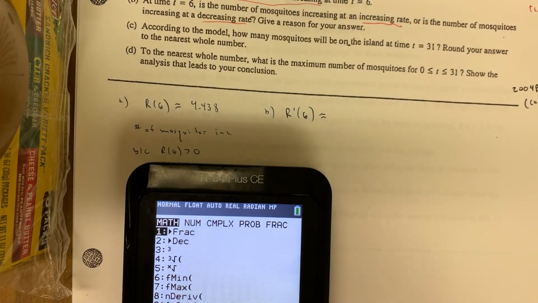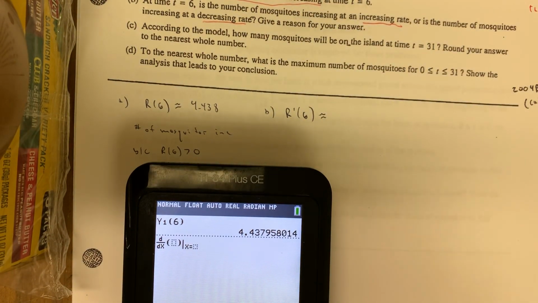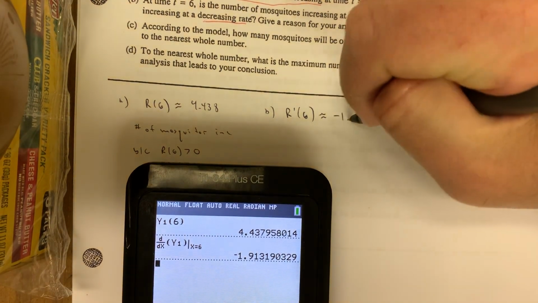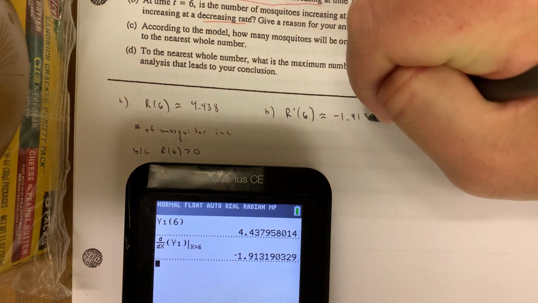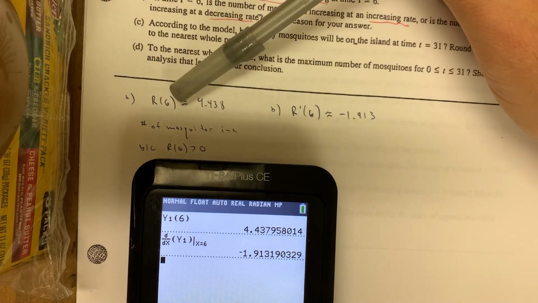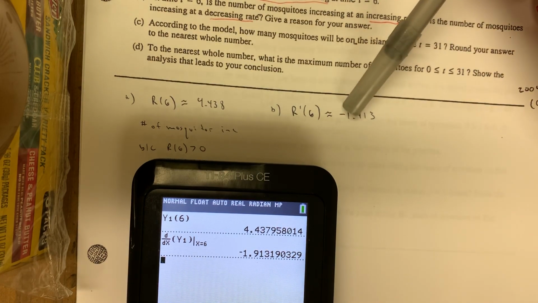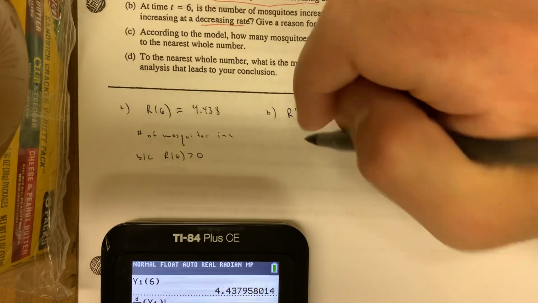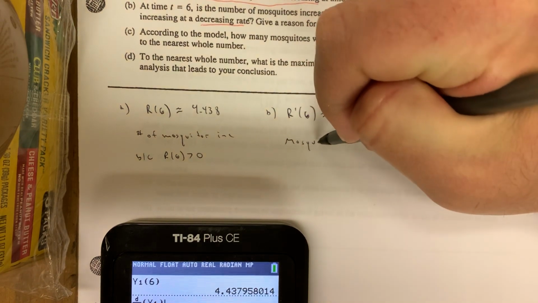Anyway, now I had a dog named Math. I fed him Math 8. Let's do the derivative with respect to x of y1 evaluated at x equals 6. Now I get negative 1.913. So now I already know that the number of mosquitoes is increasing, but now I know the rate is decreasing, okay? So mosquitoes increasing at a decreasing rate.